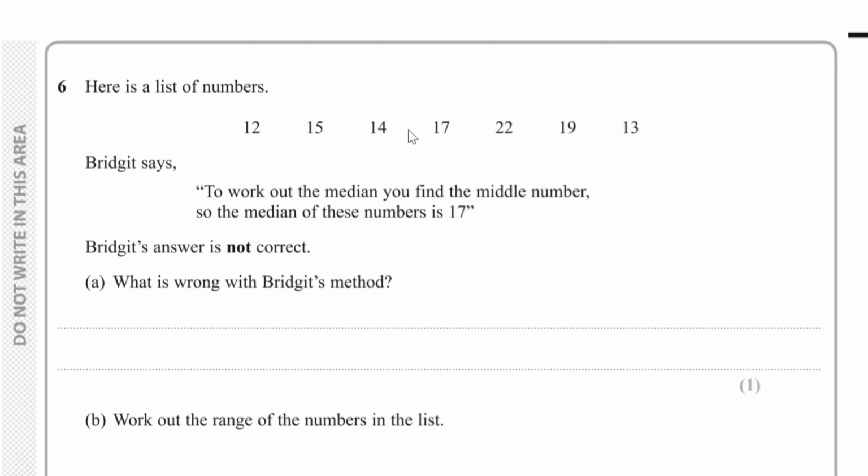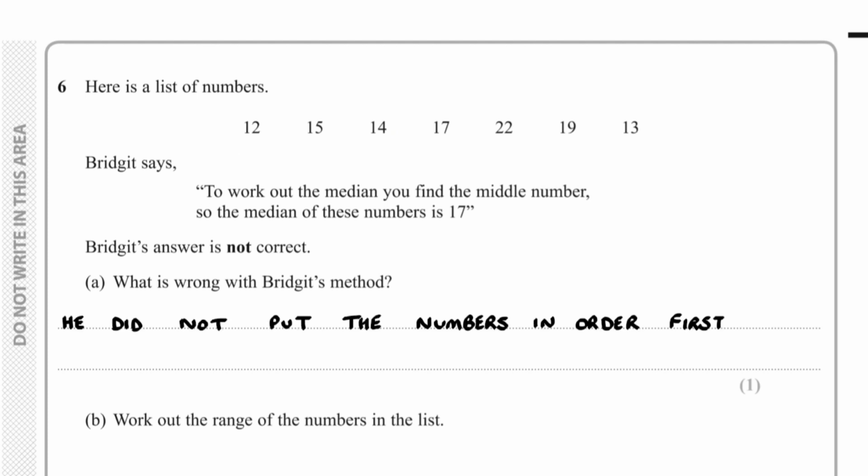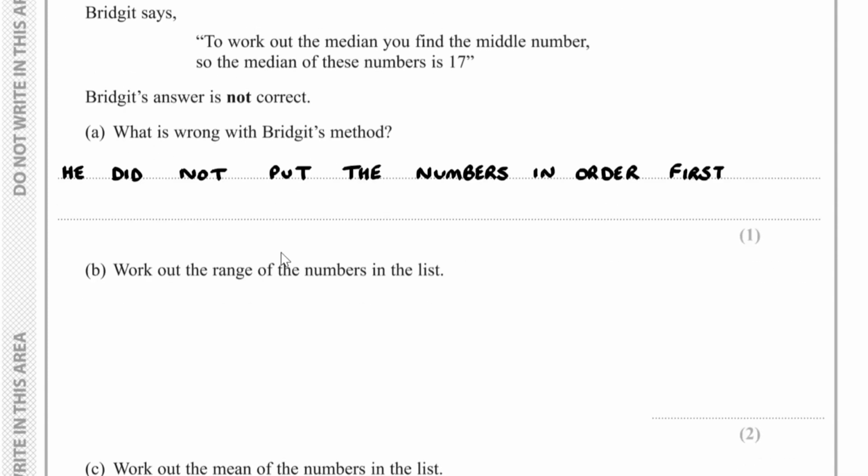Question number 6. We've got a list of numbers here, and Bridget says to work out the median, you find the middle number, so the median of these numbers is 17. Bridget's answer is not correct. What's wrong with Bridget's method? Well, the middle number from this list is 17, but that won't be the median, because for us to work out the median, we'd have to put the numbers in order first. So, she did not put the numbers in order first, so that's what's wrong with her method.